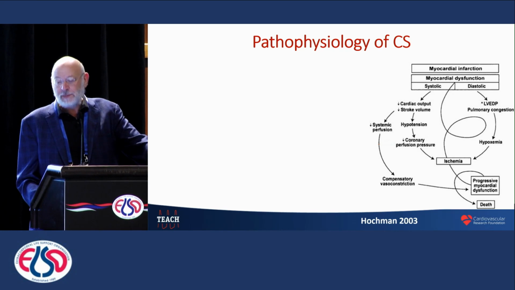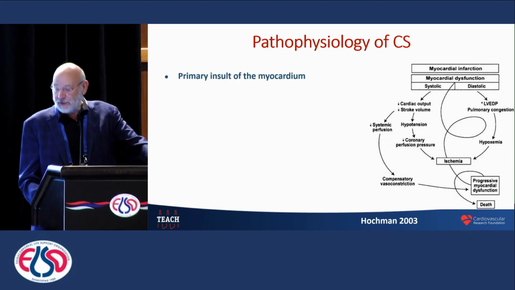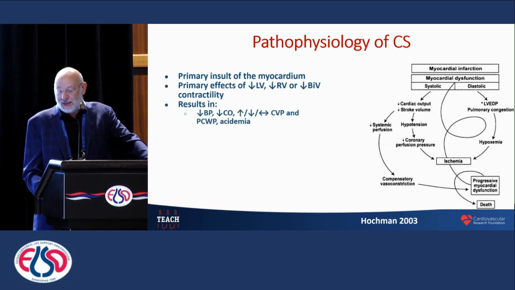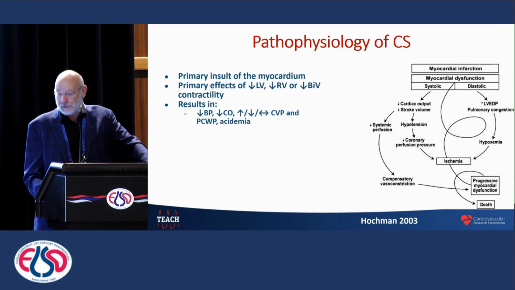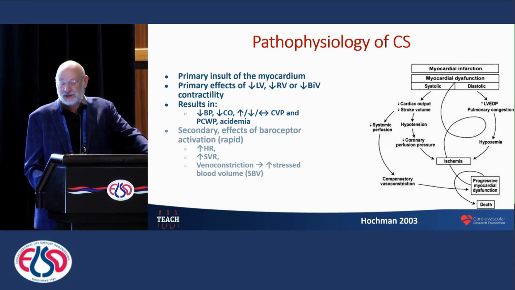And I think in terms of pathophysiology of shock, this is probably one of the most famous images that you can see from Judy Hochman. If you go through the sequence here, there's a primary insult to the myocardium. There's an effect on RV and LV function. This results in reduced blood pressure, cardiac output, and variable changes in CVP and wedge pressure and acidemia. But then there are these secondary effects of baroreceptor activation, which include increases in heart rate, increases in SVR, venoconstriction, which results in increased stressed blood volume.